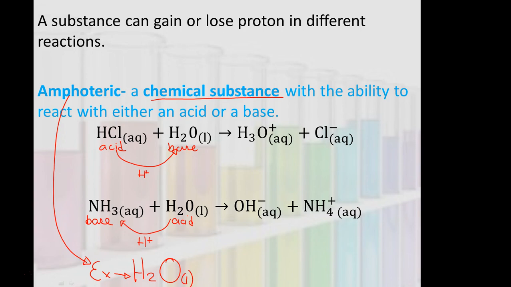This should probably be a two-way directional arrow. Anybody know why? Why is the top one a one-way directional arrow and the bottom one is a two-way? So yeah, strong acid, right? Hydrochloric acid is a strong acid, so we have a one-way directional arrow. Ammonia is a weak base, so it has the two-way directional equilibrium arrows.